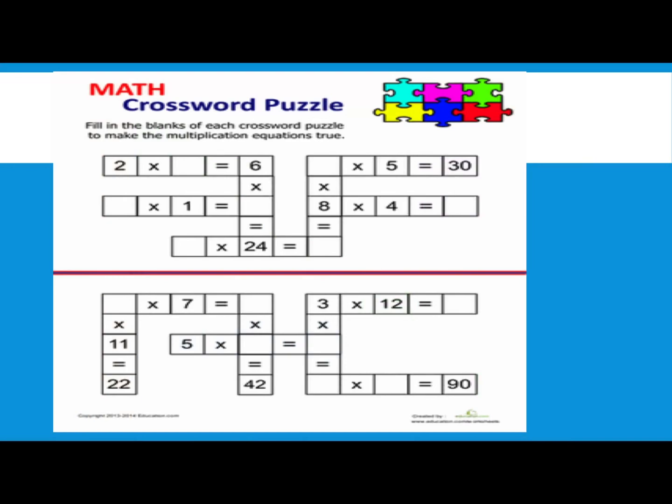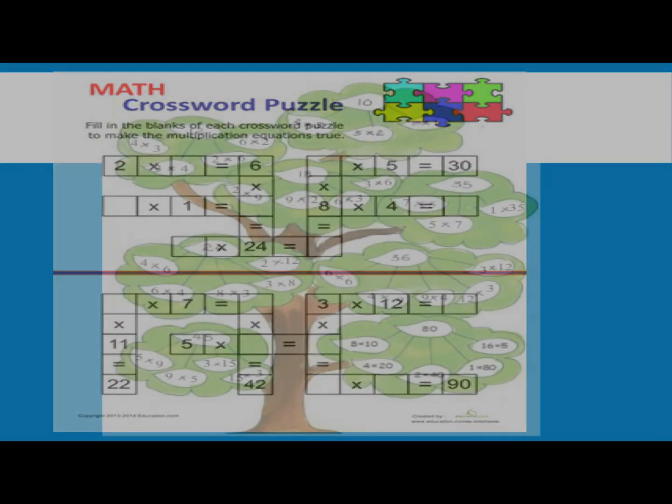There is a wonderful maths crossword puzzle, children. Do this across and down. The first box is 2 into dash is equal to 6. Obviously it is 3. So solve it, children. It's a very nice crossword puzzle for you, and complete this.